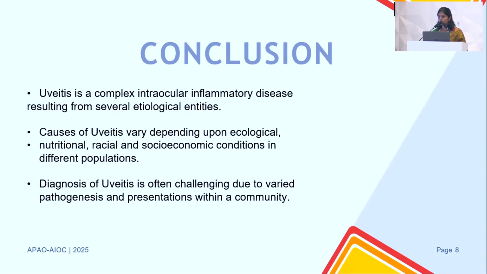I don't know what the antigenic response was, why they presented, and the amount of severity they presented with, especially for anterior uveitis, they came with vision of PL positive. They had to be heli-evacuated to get treatment at an eye center, because they used to stay in a far off winter, totally cut off place, and this is how we managed. Diagnosis of uveitis is often challenging due to varied pathogenesis and presentations within the community, and to look out for active causes is important.